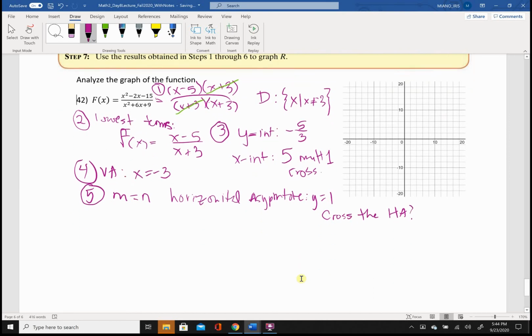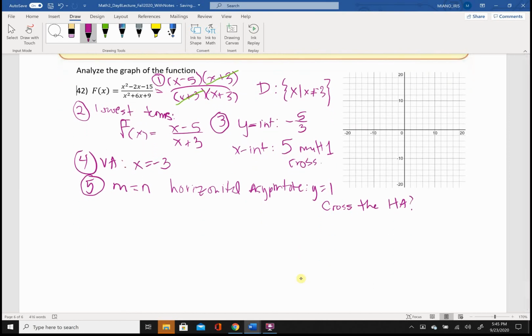Let's see. Well, let's take the original function and set it equal to 1, right? So x squared, or you know what? I think it's easier to do it in the factored form, because watch this. If it's already factored, then we can go through this a little bit faster. Right, so here's the factored form of the original function, set equal to the horizontal asymptote of 1.